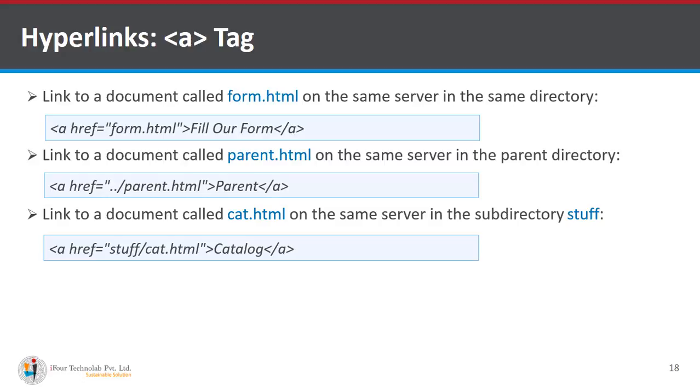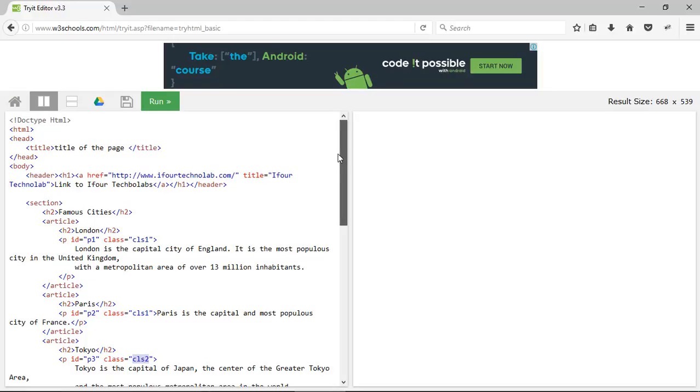Now let me show one hyperlink example which I created for you in my demo. In the header tag, I have added a hyperlink to i4 Technolabs. On click of this, it will redirect to the value written in the href attribute. Here I give a website address, so it will directly redirect to this website when I click on that link. This is an example of the anchor tag and its attribute.